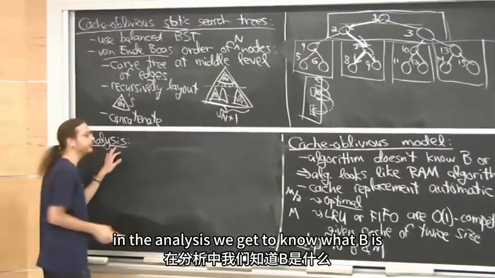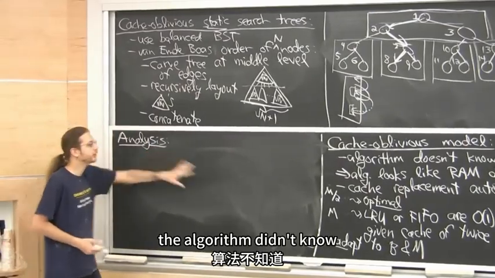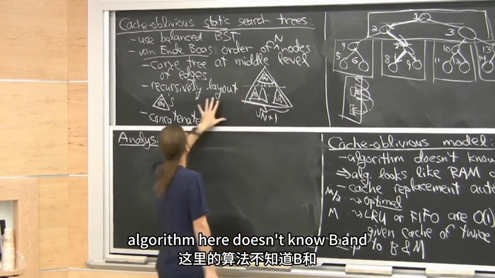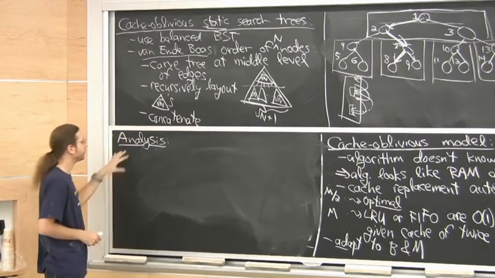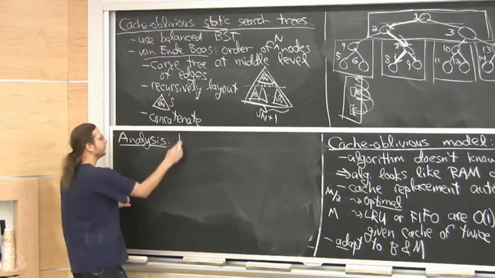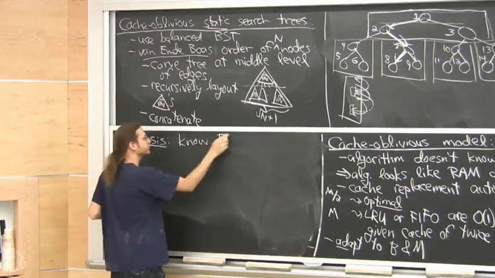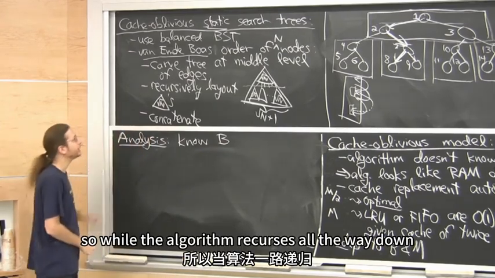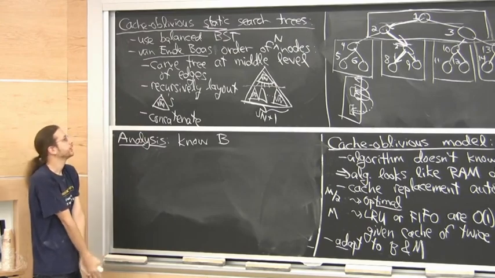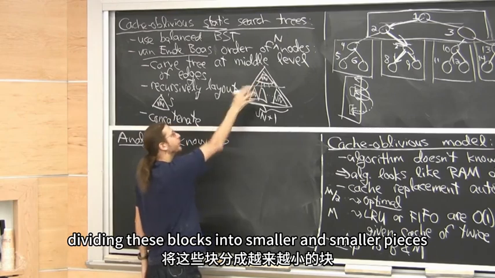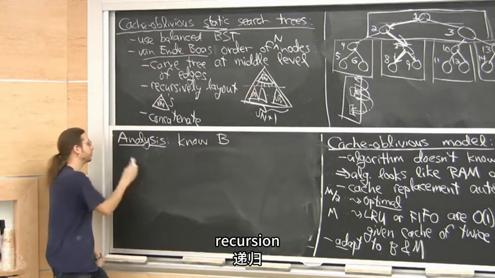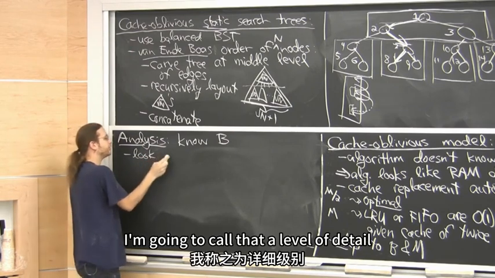In the analysis, we get to know what B is. The algorithm didn't know. The algorithm here doesn't know B and doesn't need to know B. But to analyze it, to prove an order log base B of N bound, we need to know what B is. So while the algorithm recurses all the way down, keeps dividing these blocks into smaller and smaller pieces, we're going to look at a particular level of that recursion. I'm going to call that a level of detail.